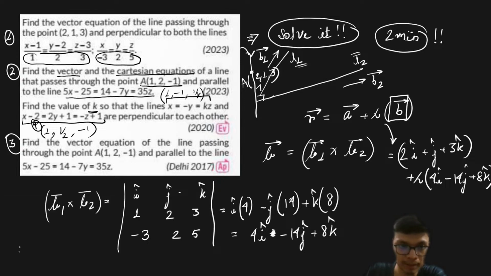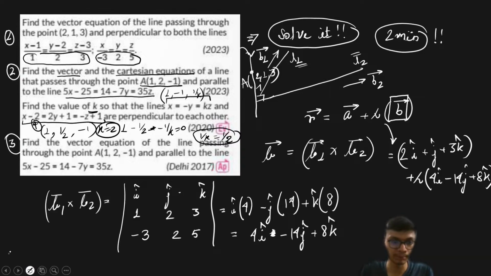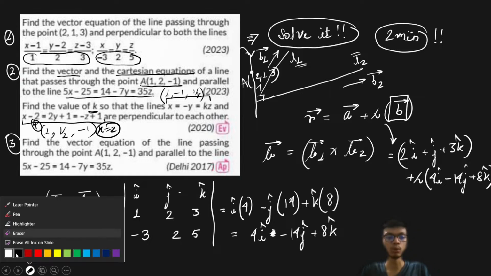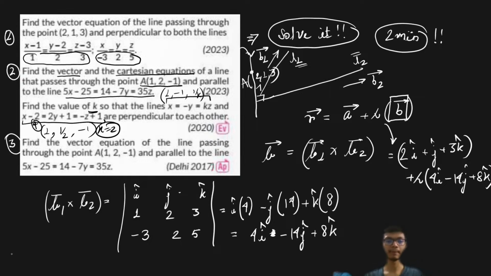If you do the dot product, we will get 1 minus 1 by 2 plus minus 1 upon k, which is equal to 0. So from here you will get 1 upon k is equal to 1 upon 2. Therefore you will get the value of k as equal to 2. I hope you have understood how to solve this problem. This is a very simple problem. You just need to perform the dot product and equate it to 0. That's the condition for two vectors to be perpendicular to each other, right?